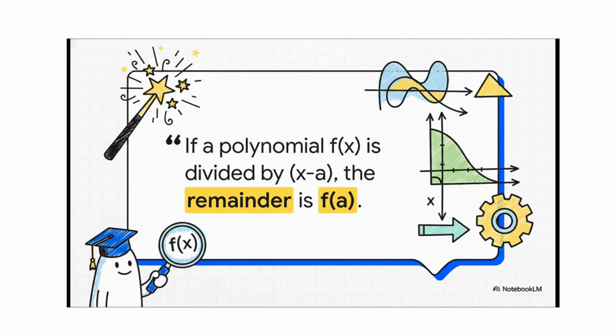And this right here, this is the magic wand. It's called the remainder theorem. It basically says if you want to know the remainder when you divide some polynomial f of x by a simple little thing like x minus a, you don't actually have to do the division at all. You just plug that value a into the polynomial. The remainder is simply f of a.